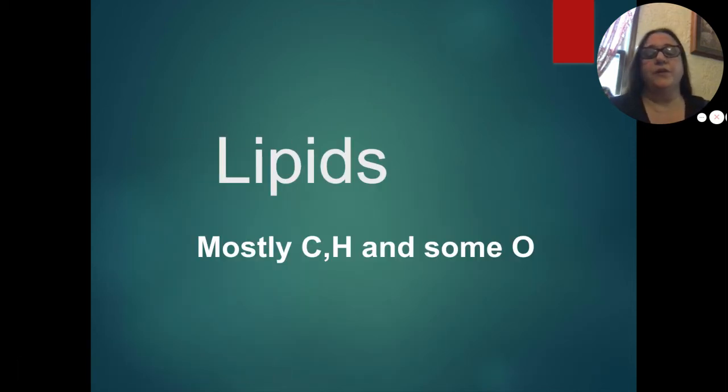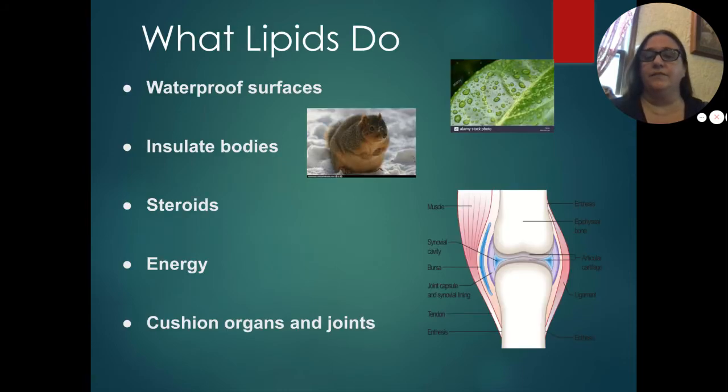Okay, now we're moving on to our second macromolecule, lipids, otherwise known as fats. They contain mostly carbon, hydrogen, and a little bit of oxygen. Lipids are super important for all bodies, all living organisms. They waterproof surfaces, like this plant here. They insulate bodies, like this fat squirrel. They are steroids. They provide us with energy, and they also cushion our organs and joints. So super important in lots of functions.